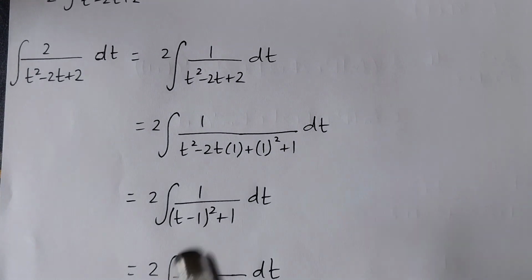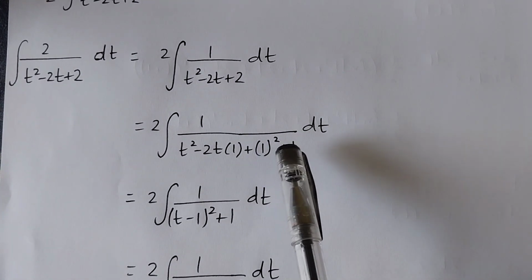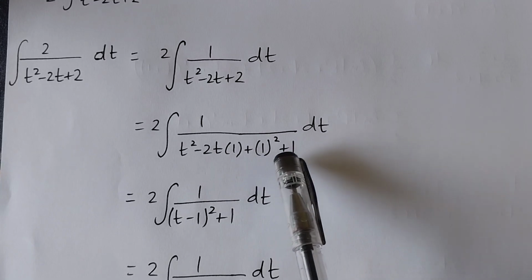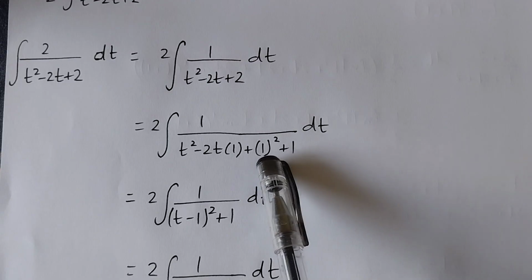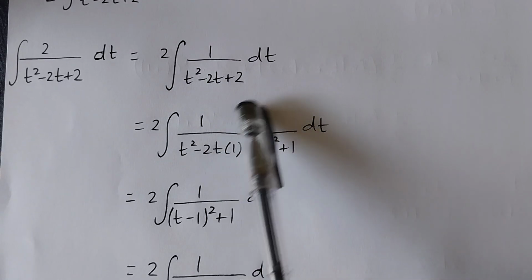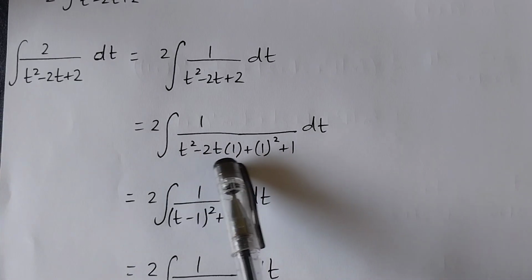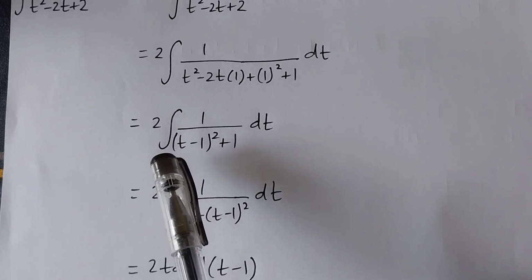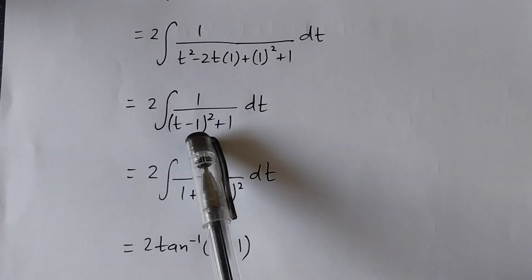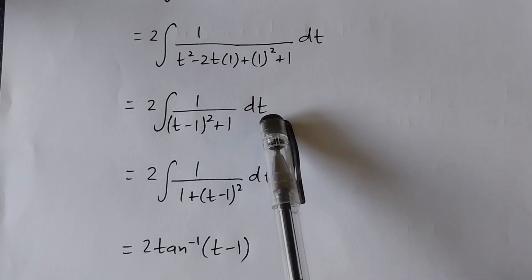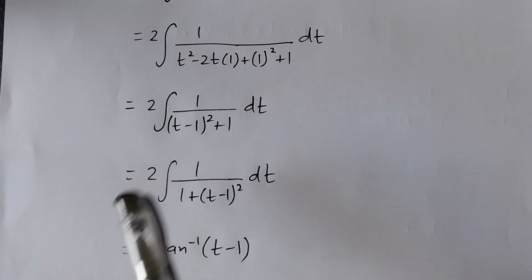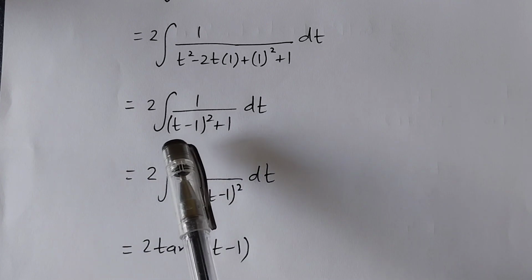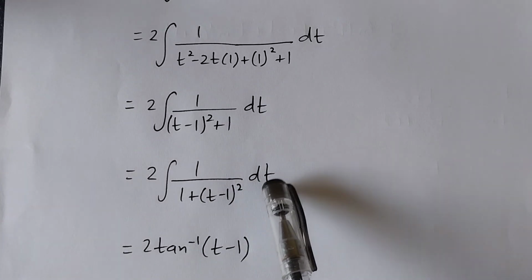We have 2 here, so we need to make this as 2. So 1 squared is 1, so we need to add 1 here. So it gives us the 2 written in this step. So we have these 3 terms which give us the formula for a minus b whole squared. So we have 2 times integral of 1 over t minus 1 whole squared plus 1, and we are integrating this with respect to t, and 2 times integral of 1 over 1 plus t minus 1 whole squared, and we are integrating this with respect to t.